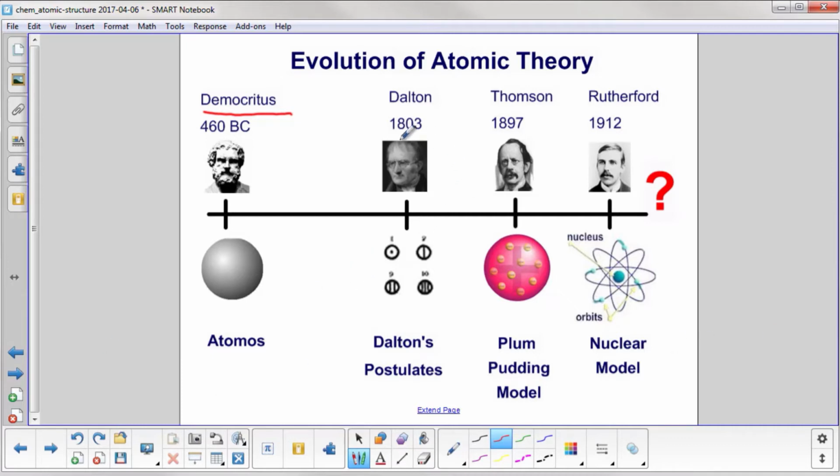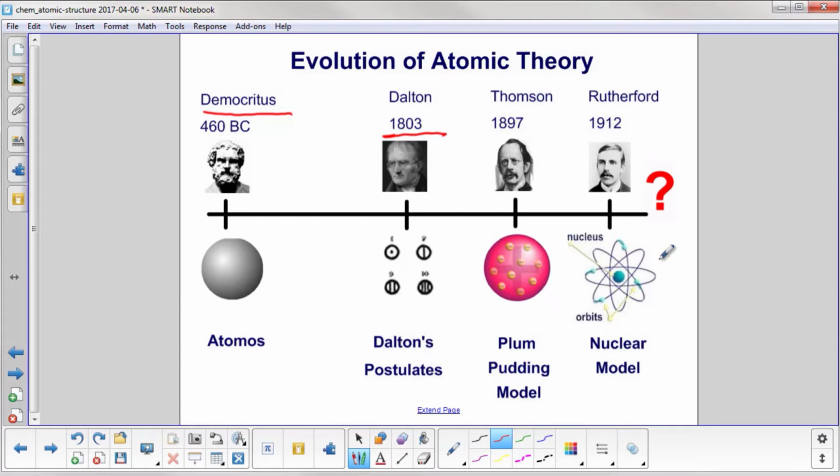Dalton then came along in 1803 with his postulates that once again elements are made of small particles called atoms. They are indivisible, and all atoms of a given substance are identical. Okay? Atoms cannot be subdivided, created, or destroyed, and you can combine the atoms in different ratios to form other substances.